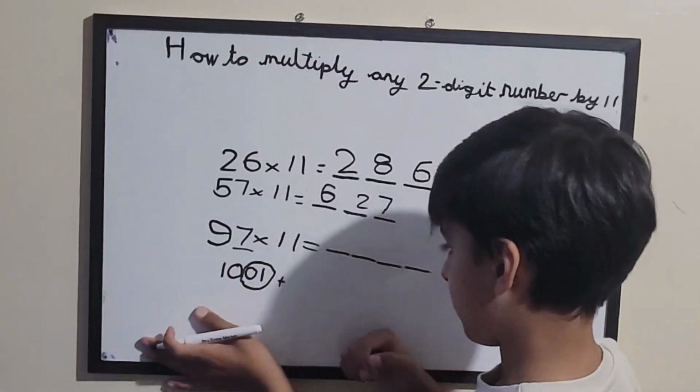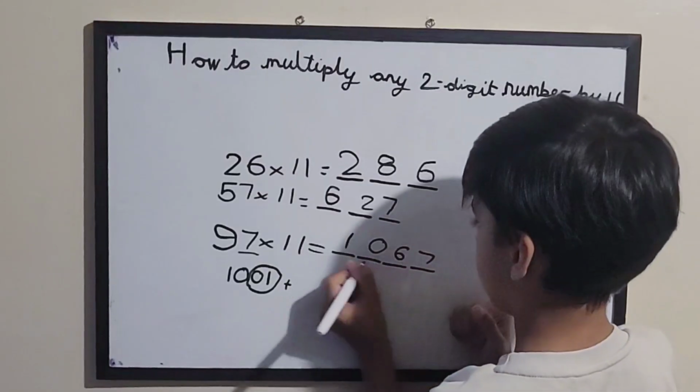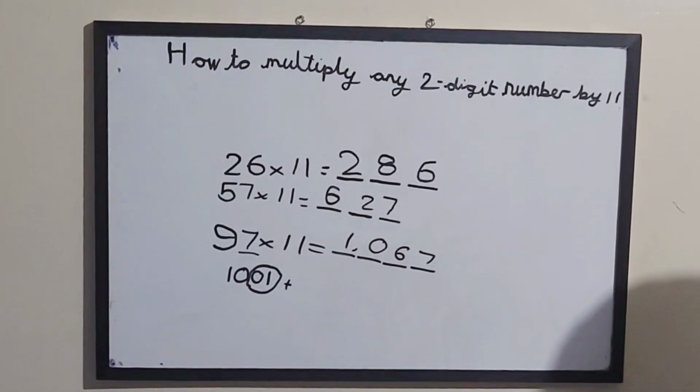So your answer will be 1067. Or write the comma if you want to.